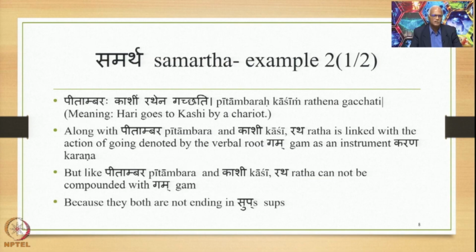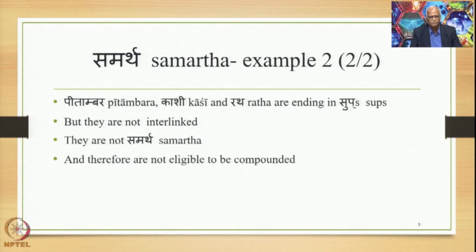Similarly, we have Pitambaraha Kashim Rathena Gachati. Hari goes to Kashi by a chariot. Along with Pitambara and Kashi, here Ratha is linked with the action of going, denoted by the verbal root gama, as an instrument or karana. But like Pitambara and Kashi, Ratha also cannot be compounded with Gama because Ratha and Gama are not both ending in sups. Similarly, Pitambara, Kashi and Ratha are Pratipadikas ending in sups, but they are not interlinked. Therefore, they are not samarthas and are not eligible to be compounded.